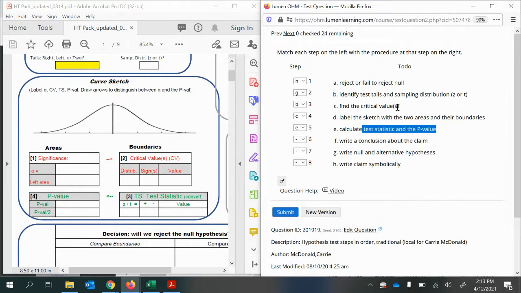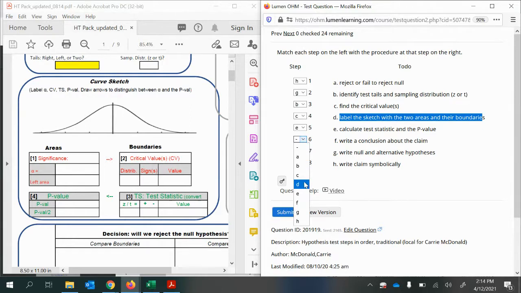And then at that point, you would be ready to label the sketch with those 4 items, with the 2 areas and their boundaries. You have the red couple, the significance, which is an area, and the critical value, which is its boundary. So that's your red couple, area and boundary. Then you have the green couple, your test statistic, which is a boundary calculated from the formula, and then you use that boundary to find the attached area. So you have another pair of boundary and area. All 4 of those will be labeled after you have identified what they are. So that would be step 6.